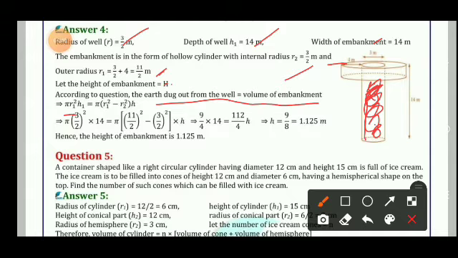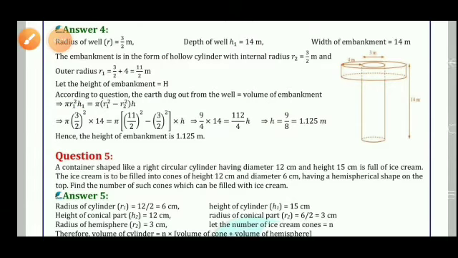Putting all the values, R2 is 3/2 whole square into 14, then R1 is 11/2 whole square minus R2 square. You can see here that R1 is 11/2 and R2 is 3/2. So this is pi R2 square h. On solving this, we get h equal to 1.125 meters. This is the height of the embankment, that is, the height of the hollow cylinder that is formed outside at the top of the well.